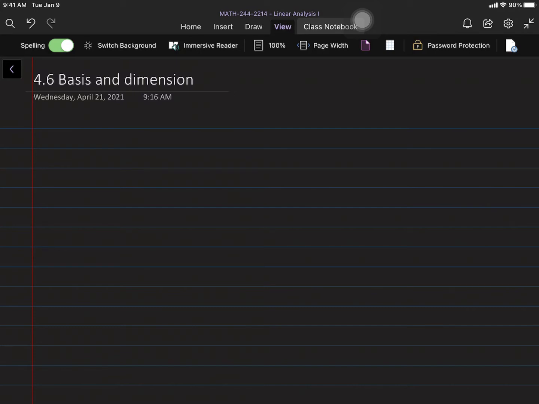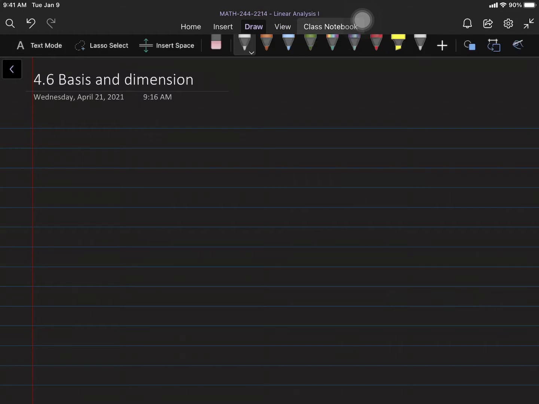Hello everyone. In the last two sections, we learned 4.4, which is spanning set, and 4.5, dependence and independence. Right now, we are going to combine those two sections and learn 4.6, which is basis and dimension. So let's take a look. Firstly, I'm going to give you the definition and then show you the example.